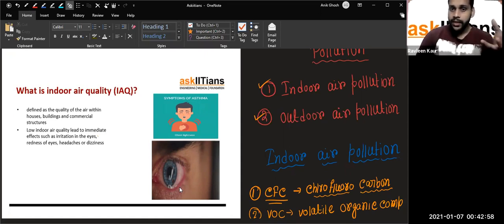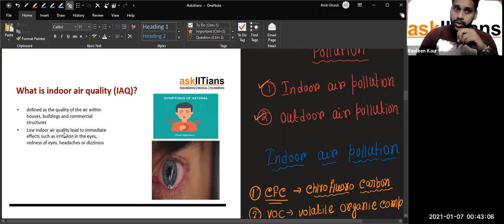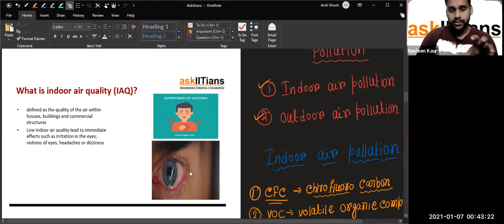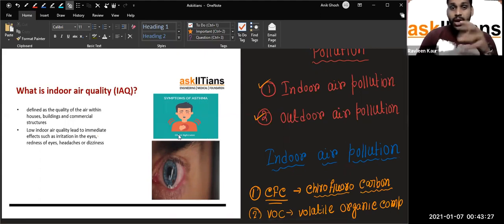Okay, so that is the thing that we were discussing. You can see it defined as the quality of air within houses, buildings, and commercial structures. Low indoor air quality leads to immediate effects such as irritation and redness of the eyes, headaches, and dizziness. I think all of you have faced these situations once or twice, right? These are the symptoms you would come across. Your eyes would get red, and you would have some coughs or asthma-type problems. So these are the things that you can come across, right?